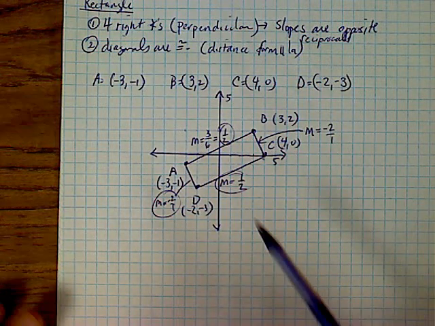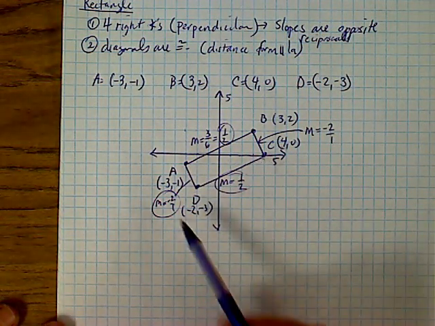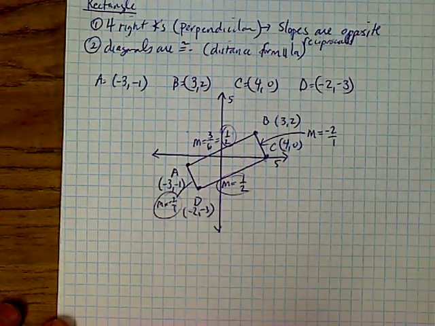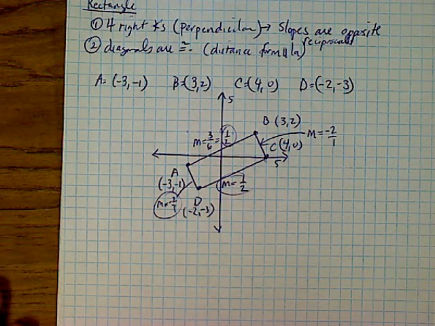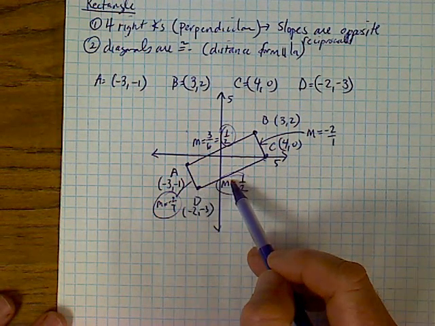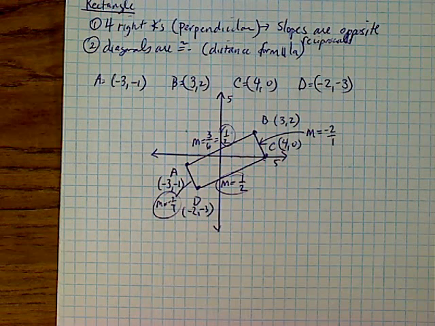So, are these sides perpendicular? Are they right angles? Well, are they opposite? One's negative, one's positive. Are they reciprocals? Yeah, they're opposite reciprocals for the slopes. So, are these two sides perpendicular? Yeah. What about these two sides? Are they perpendicular? Opposite reciprocals again.